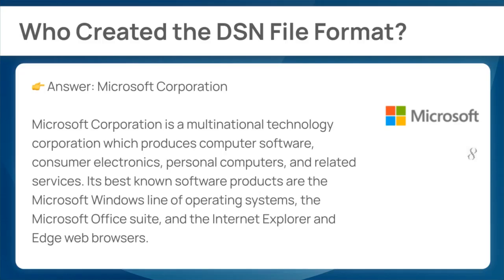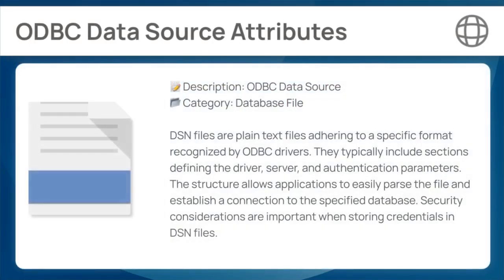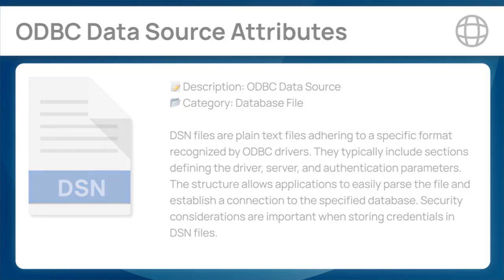DSN files streamline database access and management. DSN files are plain text files adhering to a specific format recognized by ODBC drivers. They typically include sections defining the driver, server, and authentication parameters. The structure allows applications to easily parse the file and establish a connection to the specified database. Security considerations are important when storing credentials in DSN files.